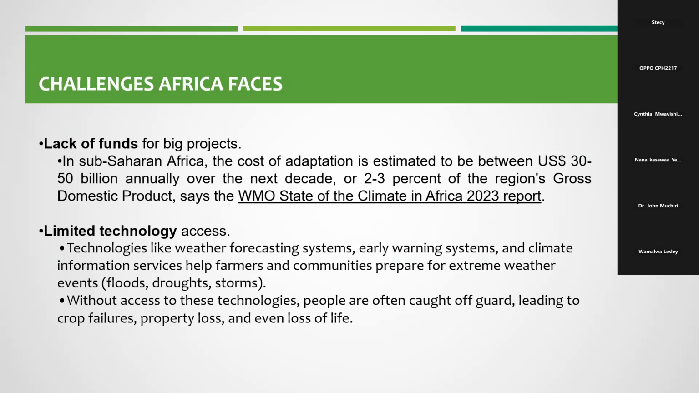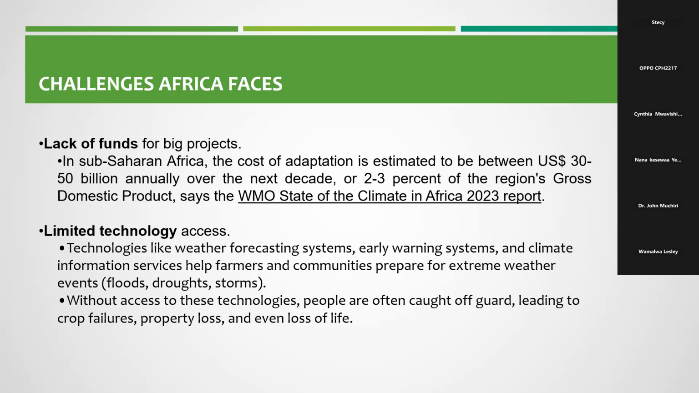But let's look at the challenges that Africa is facing. We are talking about climate change. Climate change is here with us. But here in Africa, we have a problem that we have to find a way of addressing. What are some of the challenges that as Africans we are facing? The first one has to do with lack of funds for big projects. Climate change mitigation and adaptation is very, very expensive. And let me indicate that the cost of climate change for Africans is estimated to be between 30 to 50 billion US dollars annually. And the question is, where are we getting this money from?